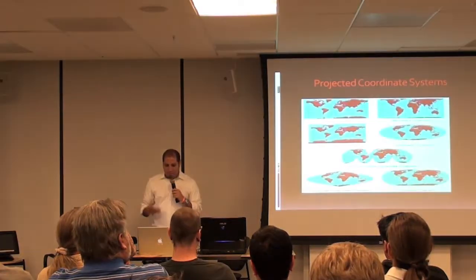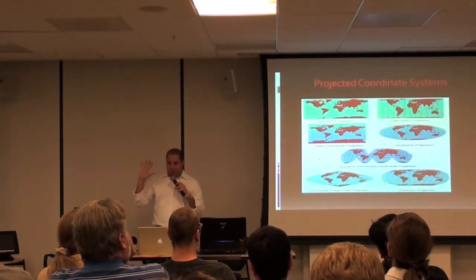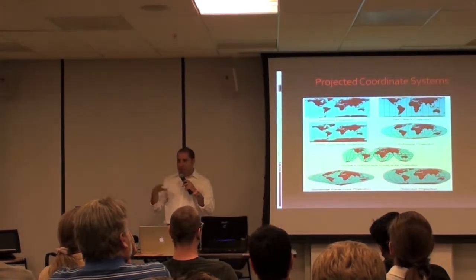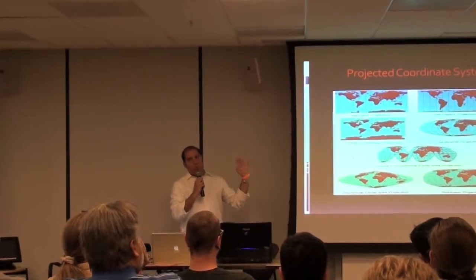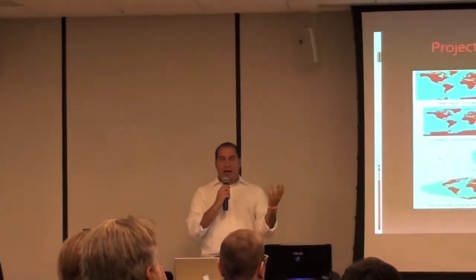So I had this whole spiel about projected coordinate systems and geographic coordinate systems. All I'm going to say is that the world is not round, and it's not an ellipse, and it's not flat. So there are multiple ways of representing the world, and that's all you should know. Depending on what you're doing, some of them may be more relevant to you than others.